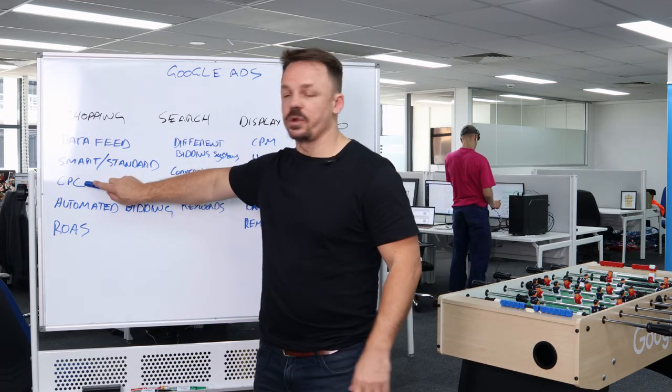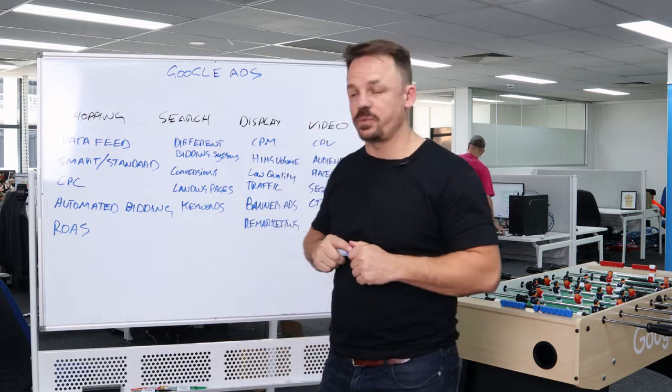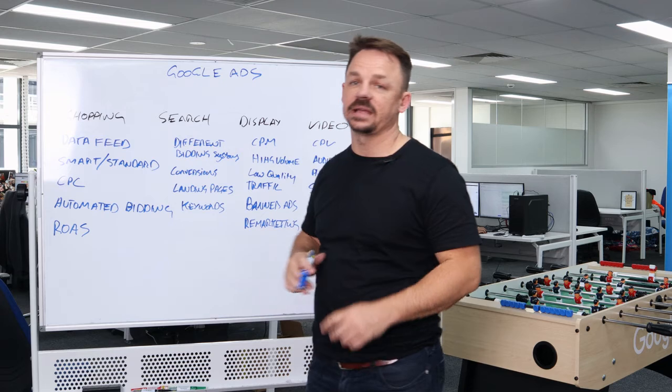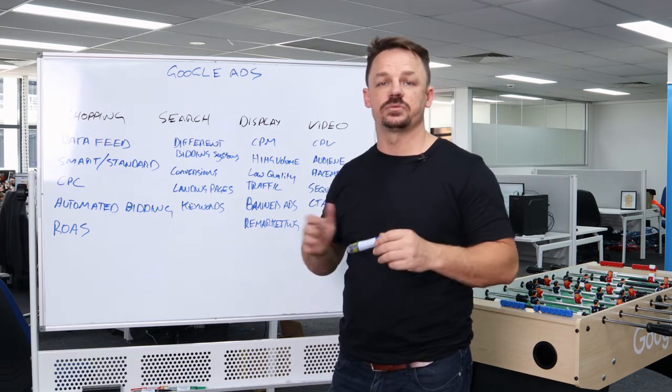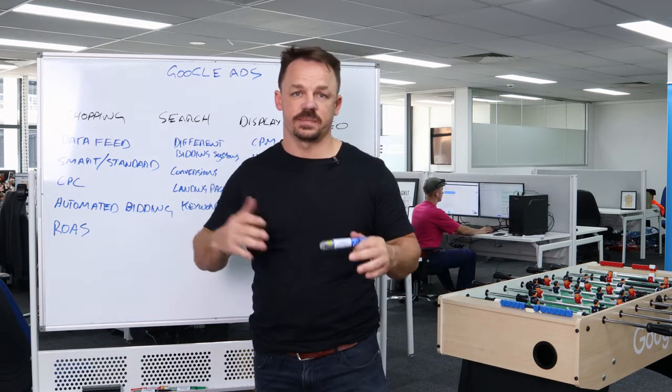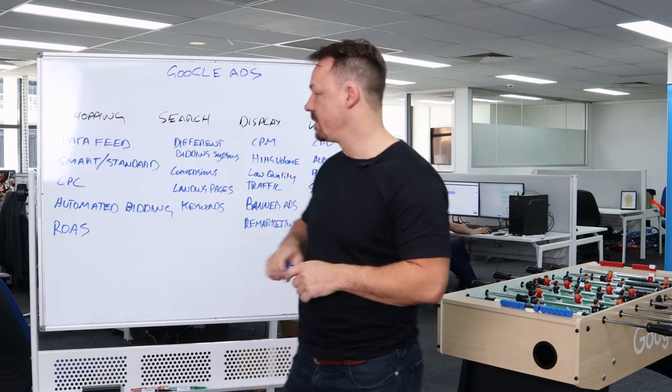You've got cost per click with Google Shopping, so it charges you per click on your ad. And you've got different automated bidding strategies for the standard campaign, so you can run a standard campaign and use one of Google's automated bidding, so targeted return on ad spend, maximize conversions, maximize clicks. That's the option in there as well.